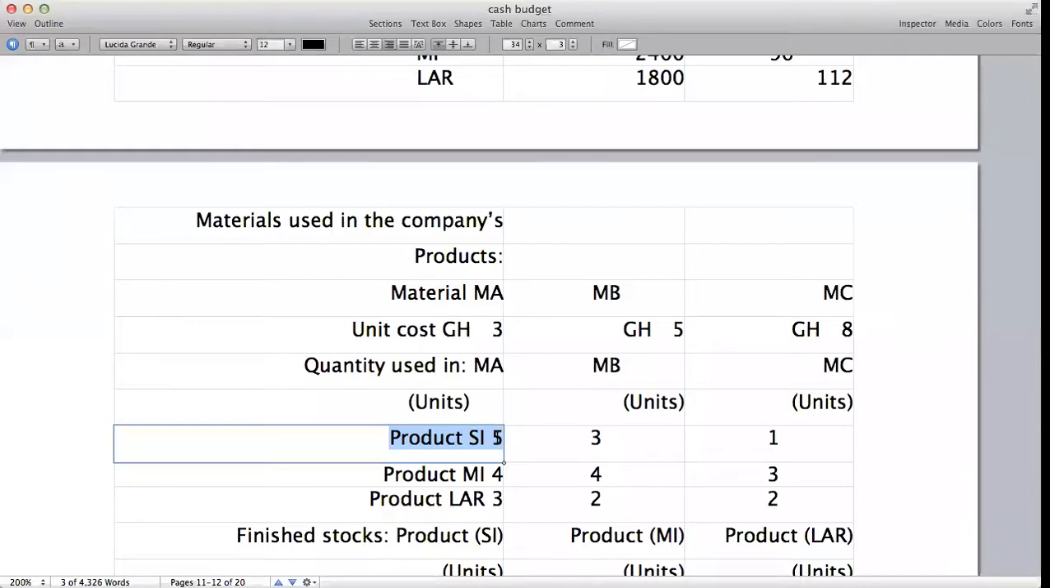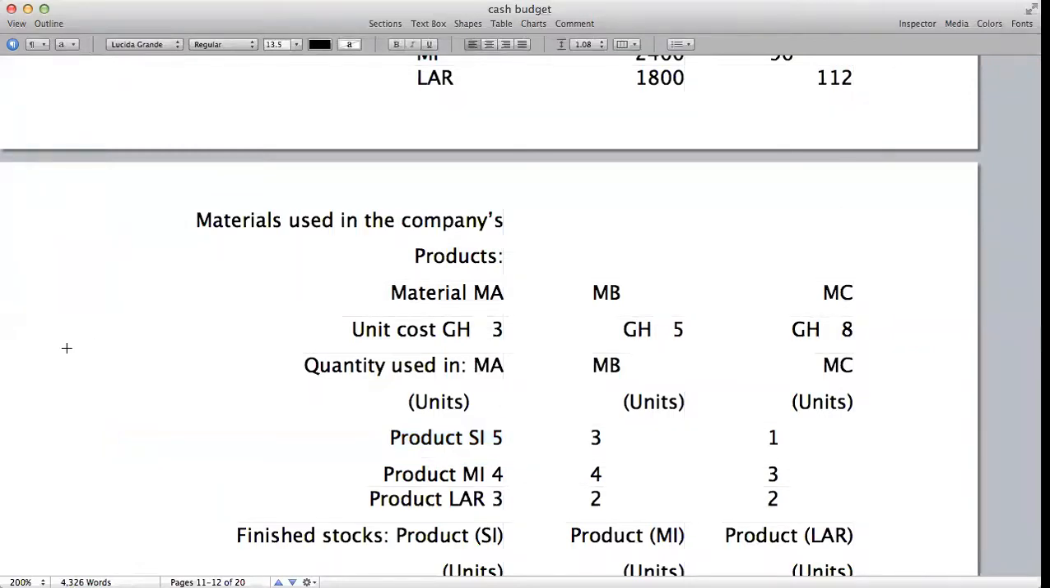Here, please make sure that you know the difference between the product, the actual product, that's the output or the finished goods, and the material, the raw material. With this question, the products are SI, MI, and then the La. But the raw materials are MA, MB, and MC. So there are 3 materials and 3 products as well.